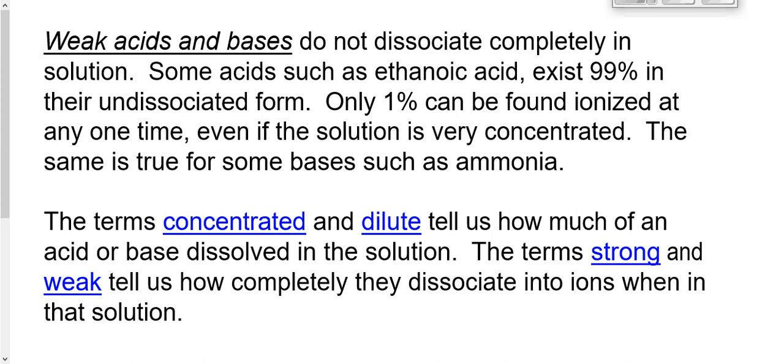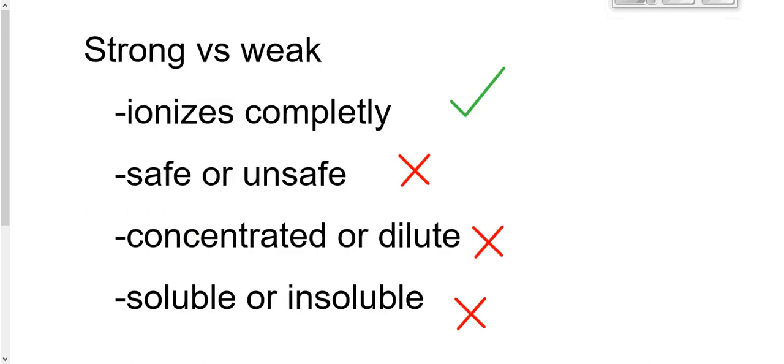The terms strong and weak do not. Strong and weak, again, just tells us when it dissolves in water, is that acid or base in the form of ions, or has the entire molecule been dissolved into a shell of water molecules? So what does it mean to be strong or weak? Strong acids and bases ionize completely. That's all that that means. Weak acids and bases do not.